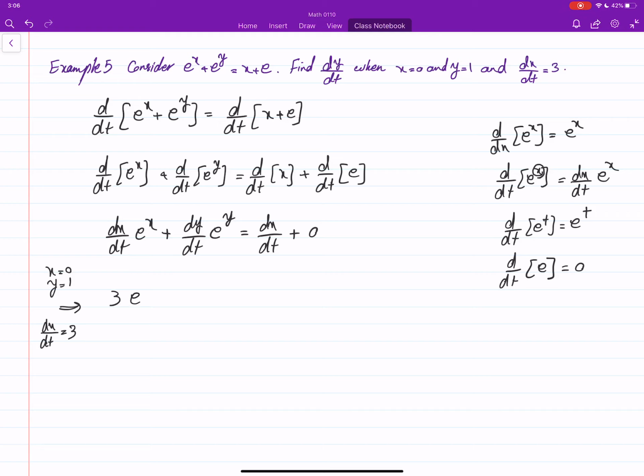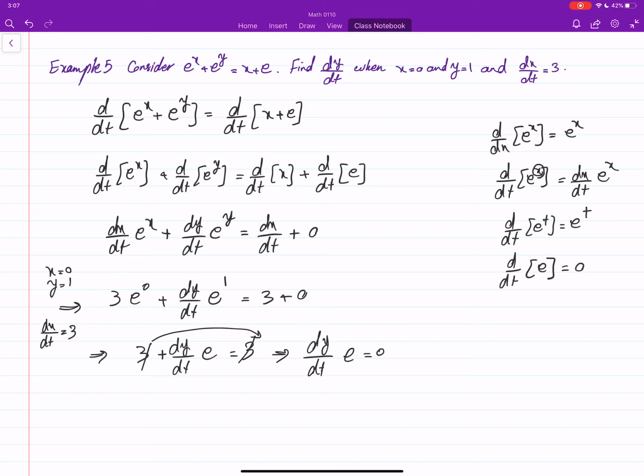So we have 3 e to the power 0 plus dy/dt, we don't know what that is, e to the power 1 equals 3 plus 0. So that gives us 3 plus dy/dt times e is equal to 3. These two cancel each other and we get dy/dt times e is equal to 0. I can take the 3 over there. Well, that means that dy/dt at that moment, at that point, is 0. And that's how we find this related rates.